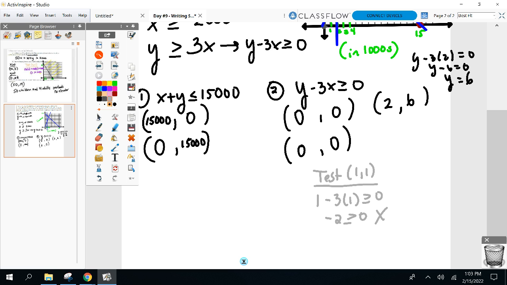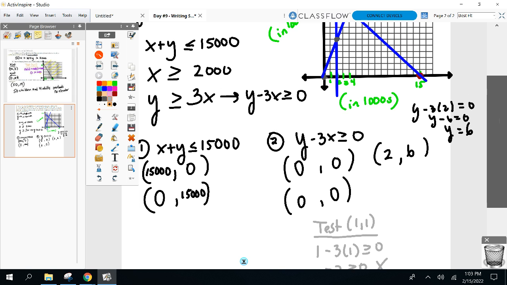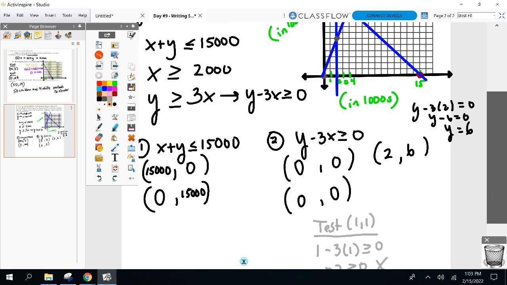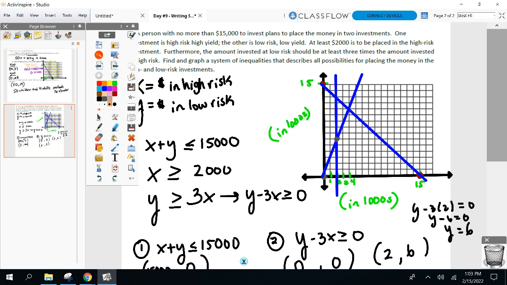Uh-oh. Heads are fuming right now. Smoke coming out of ears. 0, 0 did not work. I'm sorry. 1, 1 did not work. To the left or to the right? This point right here, 1, 1 did not work. To the left. I want to go to the left.